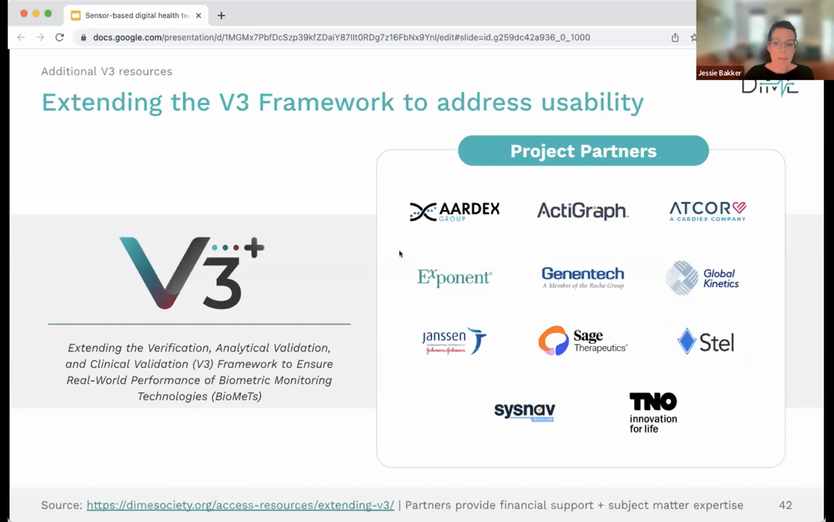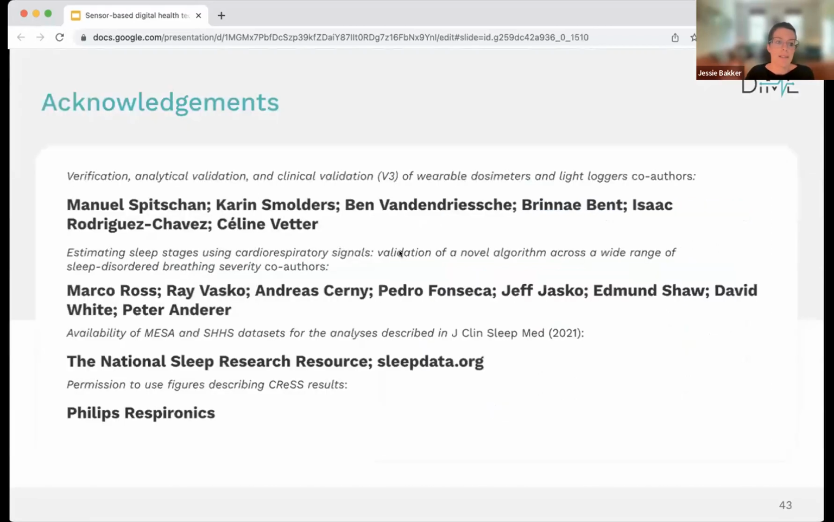So I will wrap up and end by acknowledging my co-authors who were listed on the screen here and contributed to the papers that I went into more depth on. The National Sleep Research Resource at sleepdata.org for making the MESA and Sleep Heart Health datasets available to us, summarized in the 2021 JCSM paper. And finally to Philips for giving me permission to use some additional figures that were not included in the 2021 paper, but have been presented previously before now.